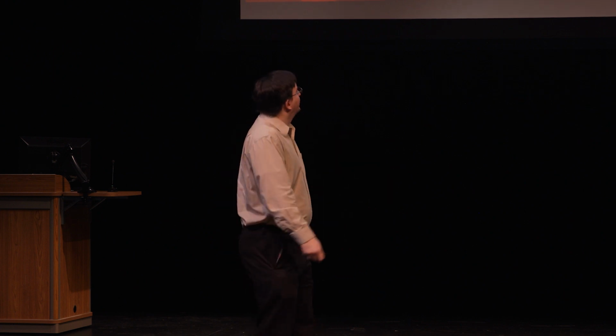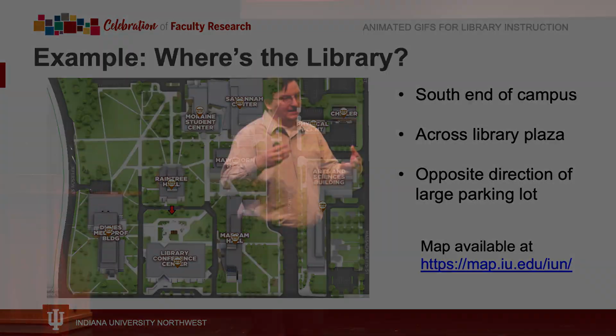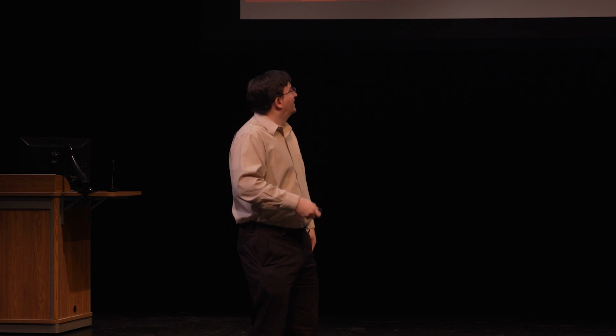So this is my example of how it could be used in an instruction setting, especially for libraries. I'm including the GIF itself with an arrow that tells you here's where it is on campus, but then I also include text on the side so that I could say, okay, just in case you don't know, South End of campus, it's across the library plaza, opposite side of the large parking lot. A lot of what I do in the library is I try and relate things to other things, landmarks. Like if you're starting here, go from here to this place. It makes it a little easier than just saying, oh, it's north of this street.